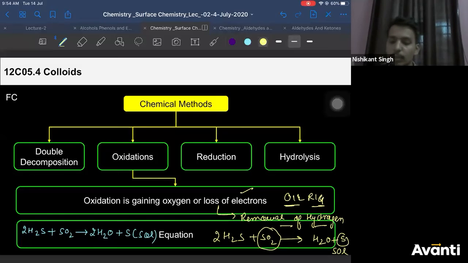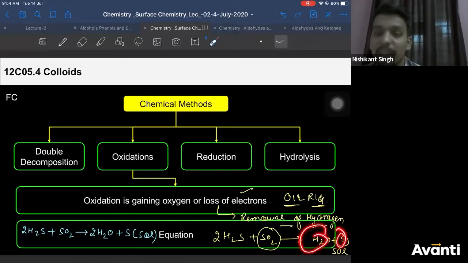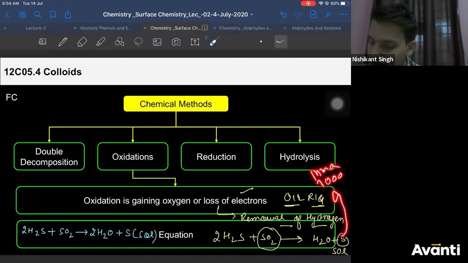So sulfur particles here will be in colloidal range. Now, the important thing to note is sulfur will not be soluble in water. If sulfur was soluble in water, you would not get a colloid, you would get a solution, right? So sulfur here is not completely soluble in water, so you get a colloidal sol in the colloidal range of 1 nanometer to 1000 nanometer. This is another method of preparation of colloids, right? I hope it is also clear.